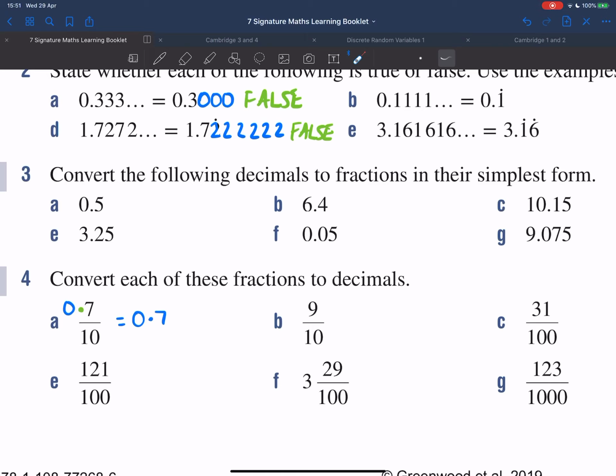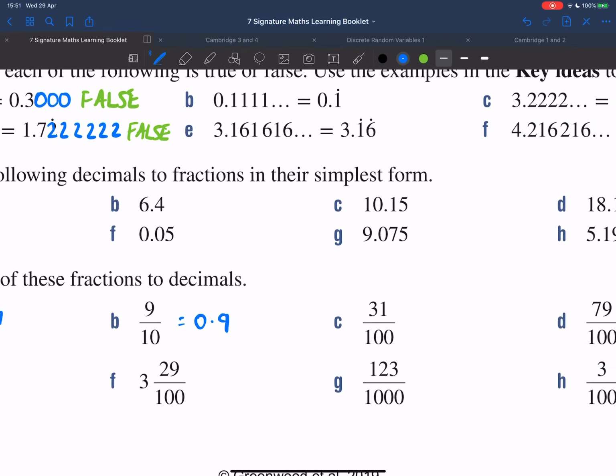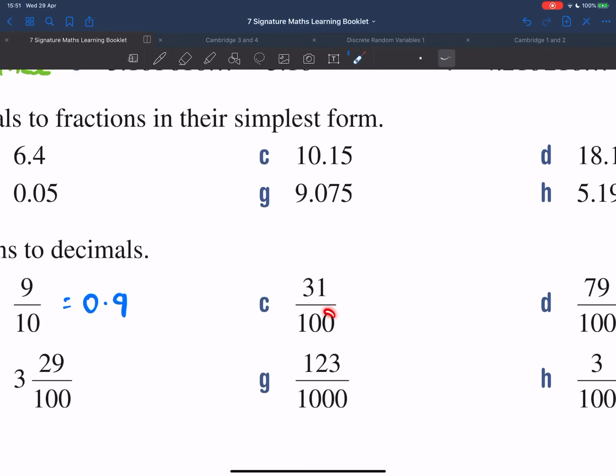Let's do the next one, 9/10. Well, we're dividing by 10, which means there's only 1 zero here, which means the decimal at the end of 9 goes back there, 0.9. C, bit trickier. We're dividing by 100 this time, so the invisible decimal goes back 2 spaces. So the answer will be 0.31.